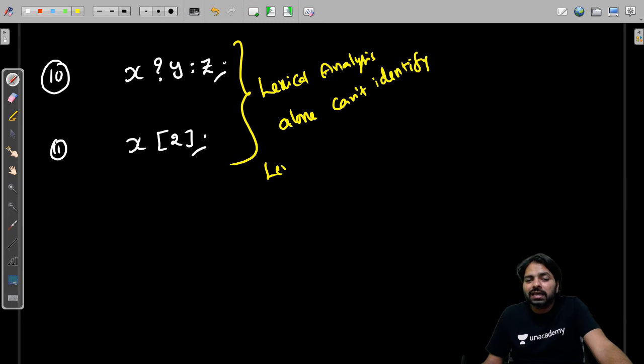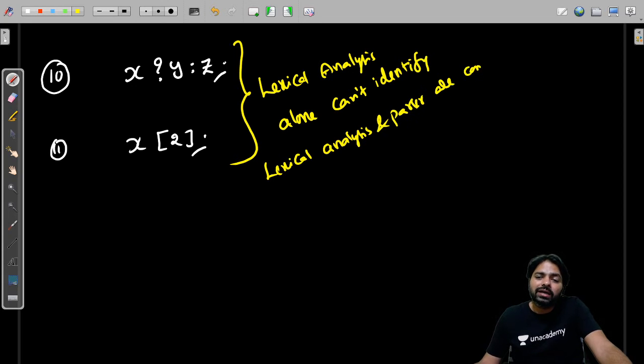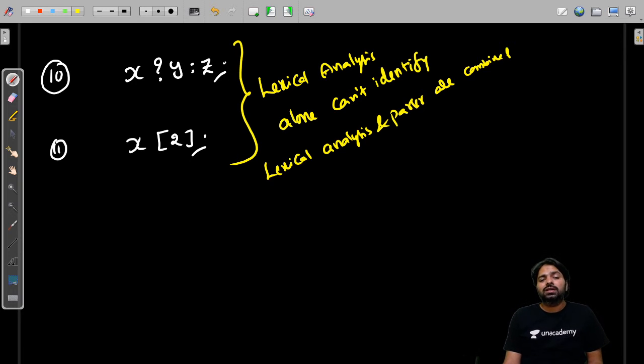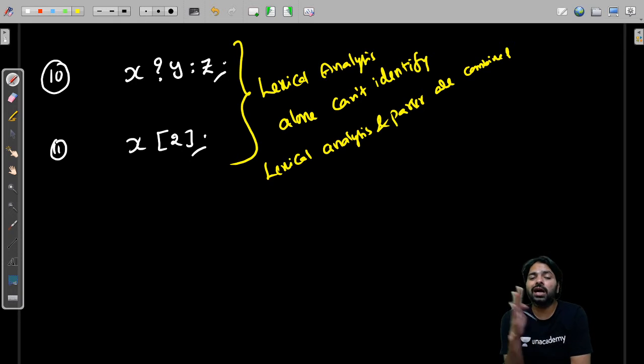You know that lexical analysis and the parser actually combine together. We are learning them separately, but the parser is basically combined with it. Then the parser tries to identify whatever you are looking for. You are looking for the conditional operator, but the conditional operator is not one character. The question mark and the colon are in different places, but together they form one operator. Even though it is not one character, it is one operator.